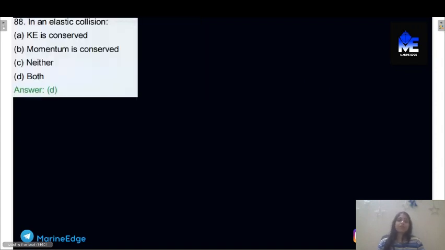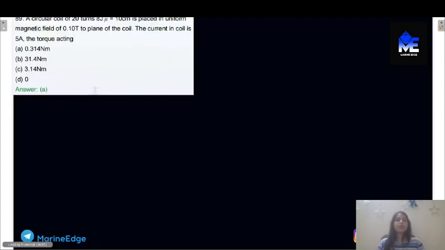Moving on. In an elastic collision, what is an elastic collision? Where the coefficient of restitution is 1, right? So in that case, what happens? The kinetic energy is also conserved and the momentum is also conserved. So the option will be D, right? So these are the ideal case collisions, correct?